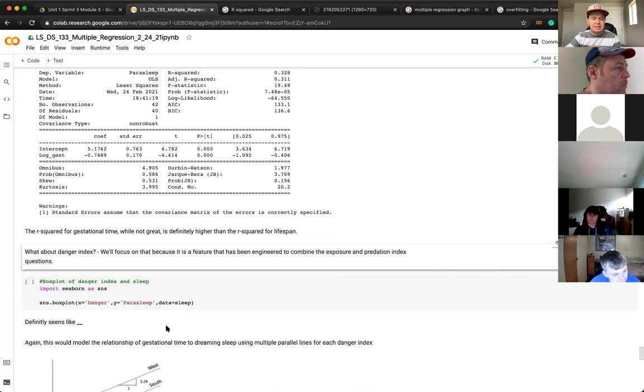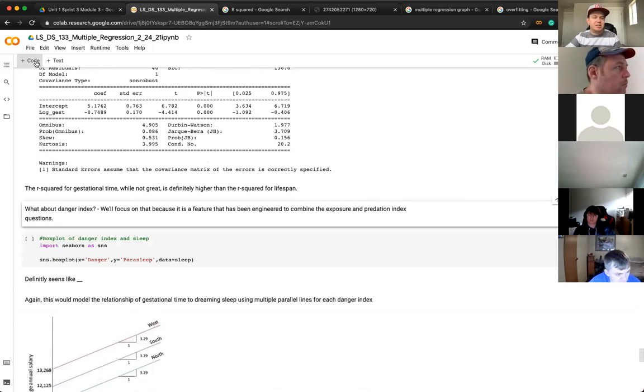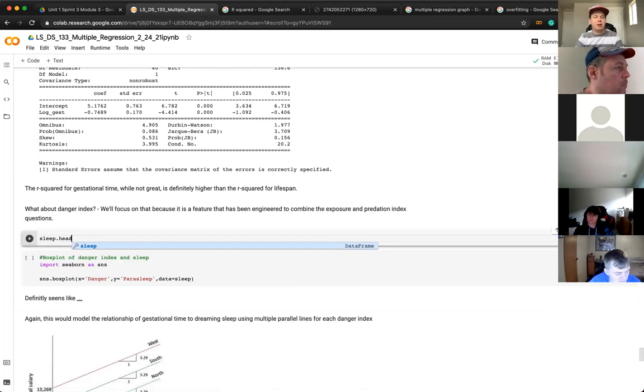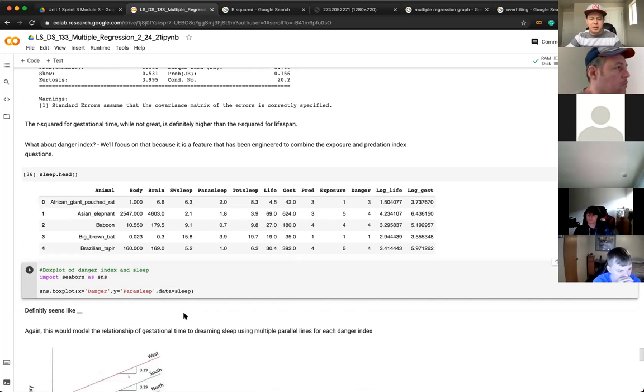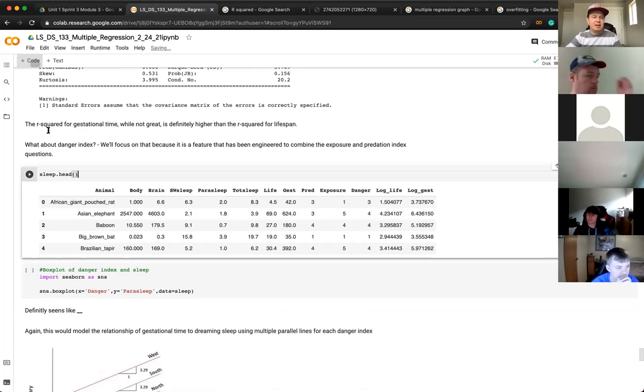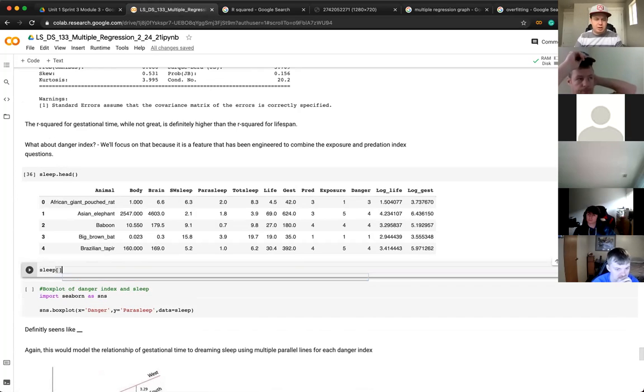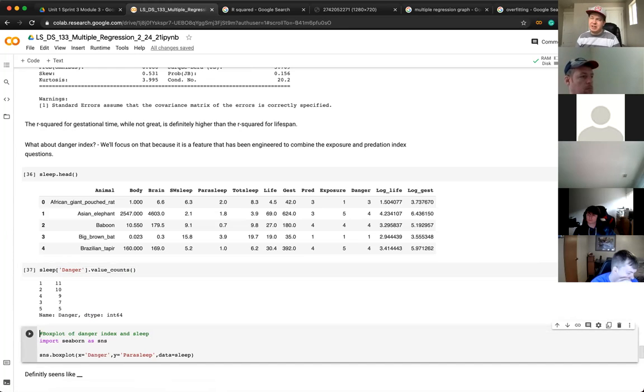All right, but what about danger index? Let's take a look at this. So we have a few other columns we can play with here. One of them is this danger index. Okay, and so if we do sleep danger.value_counts, we see that we have 5 different danger indices from 1 to 5.